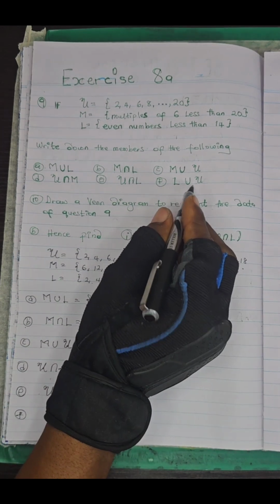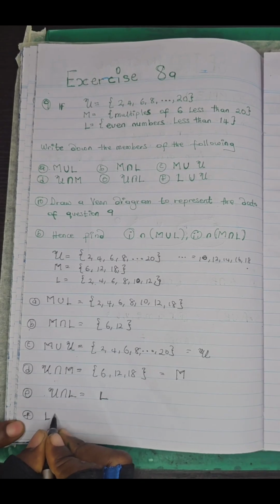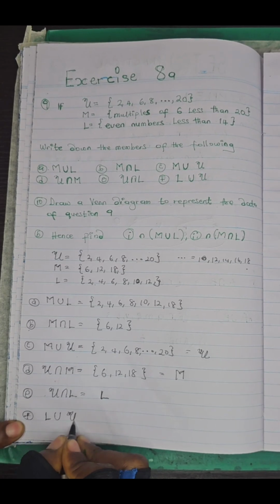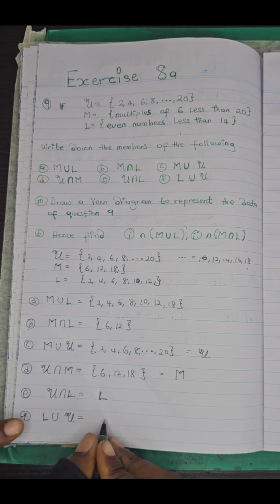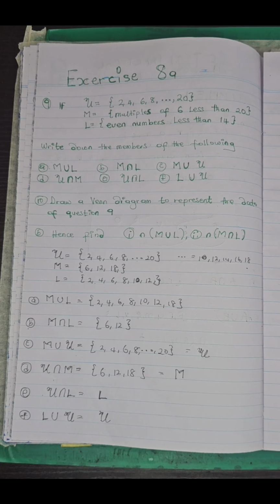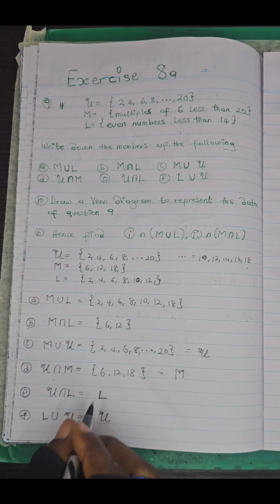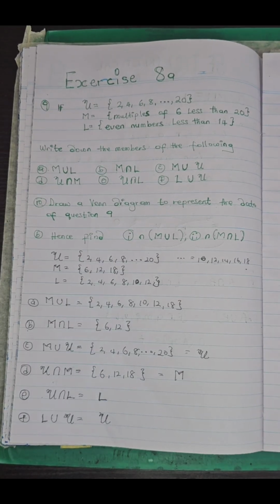You have L union universal set. Remember what I said. Any set that is union with the universal set is simply what? The universal set. You can solve for these two things and you see that you are getting the same answer. So, the number 10 part of it, let's go to that.